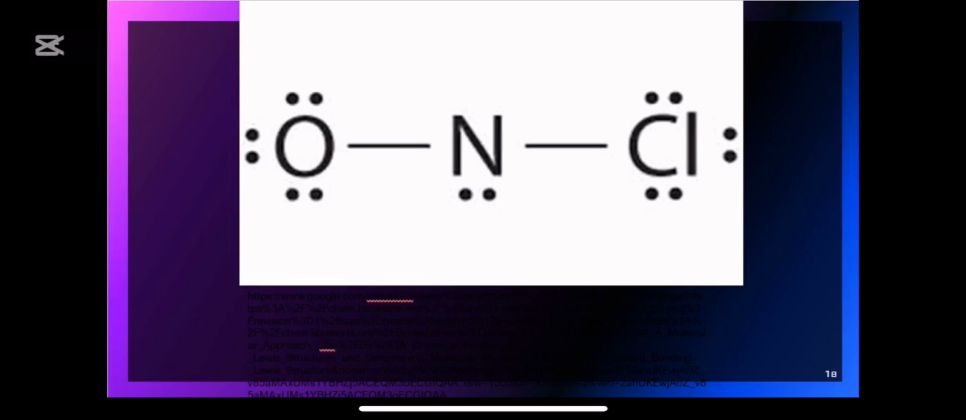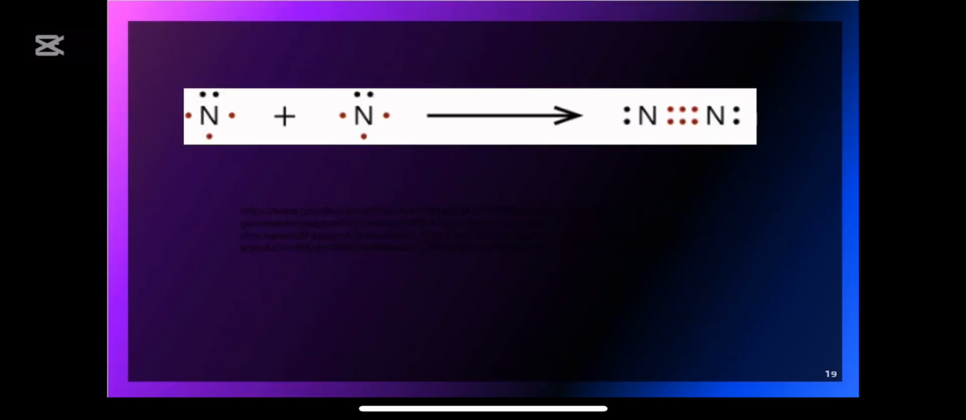This is an example of a covalent bond using the Lewis dot structure. You can see this because the oxygen, nitrogen, and chloride atoms are sharing electrons instead of completely transferring them. This is an example of an ionic bond using a Lewis dot structure. You can see this because the atoms are transferring electrons to each other instead of just sharing them.